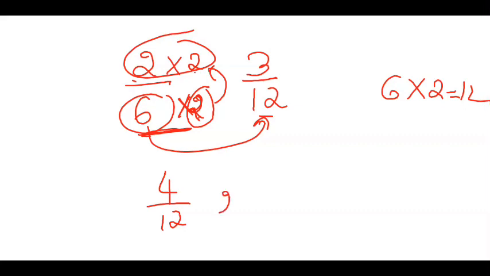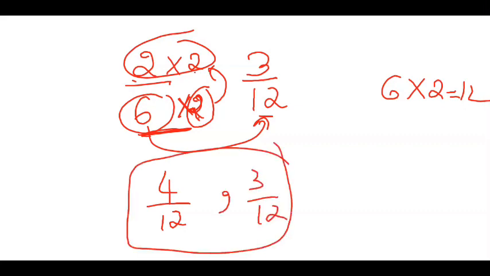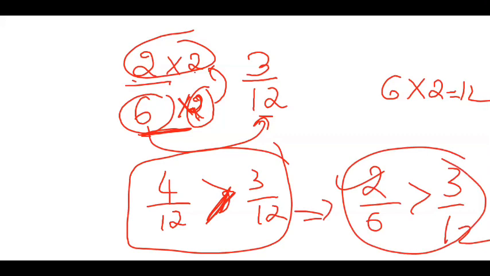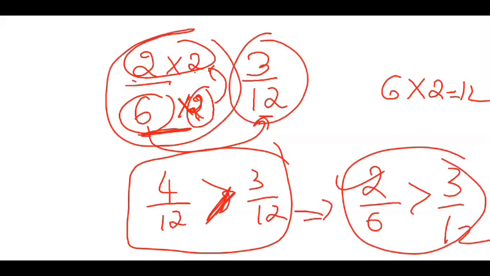4 by 2, and 3 by 12 is already there. So what is it now, the like fraction? Yeah, 4 over 12 is greater than 3 over 12. Excellent. So we can write it as 2 over 6 is greater than 3 over 12, right, beta? Yes, excellent. Have you understood all of this concept?